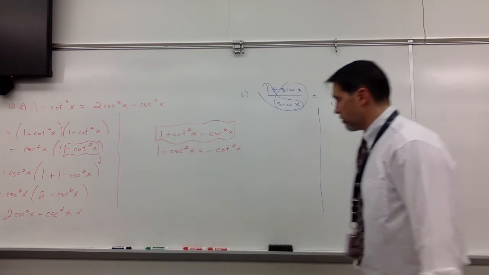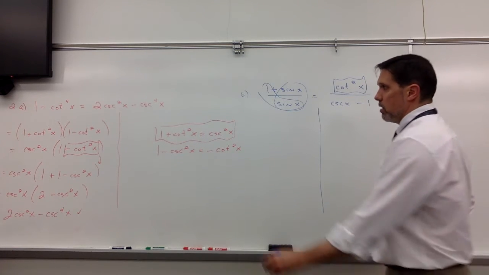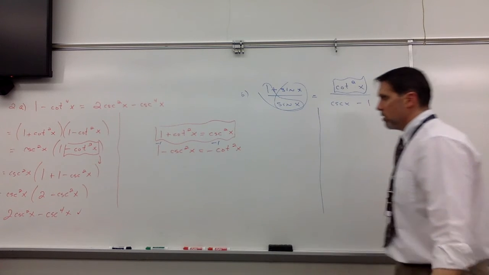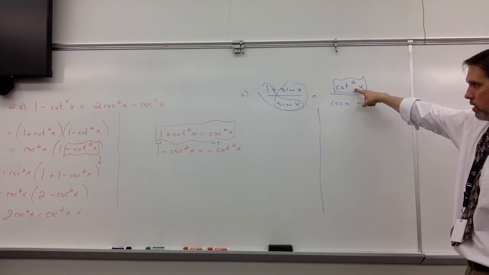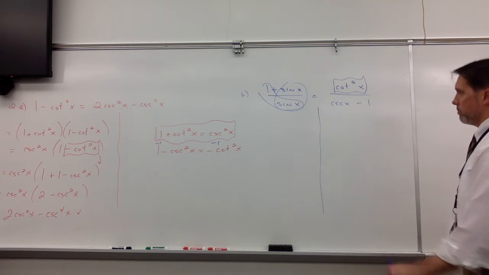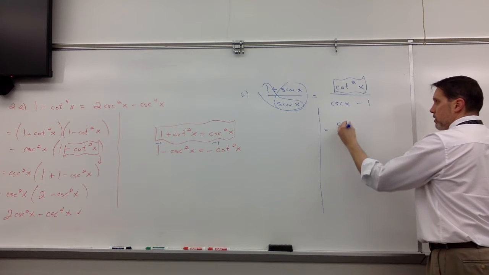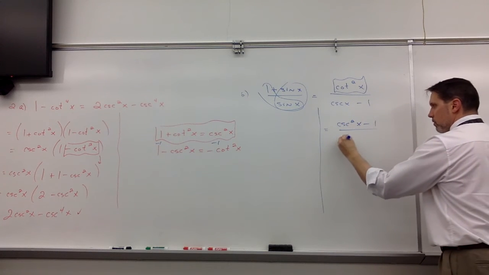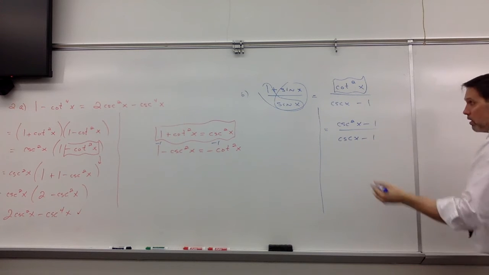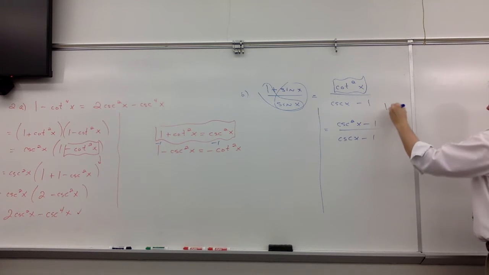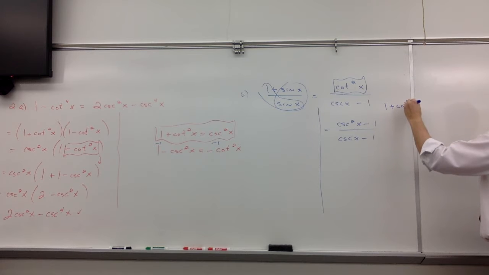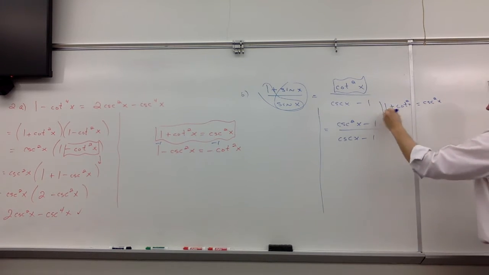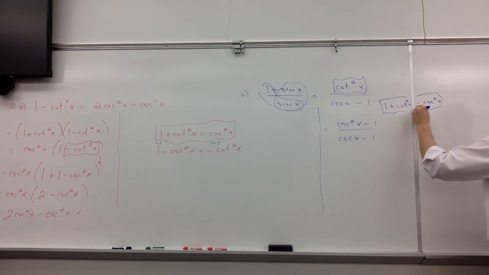Now, we need a 1 plus cotangent squared. That's cosecant squared. But if you take this and subtract a 1 from both sides, we can call cotangent squared cosecant squared minus 1. Now we have to justify that. Cosecant squared x minus 1 over cosecant x minus 1. Right? We have to justify that by saying, okay, 1 plus cotangent squared x equals cosecant squared x. Right, so justified.